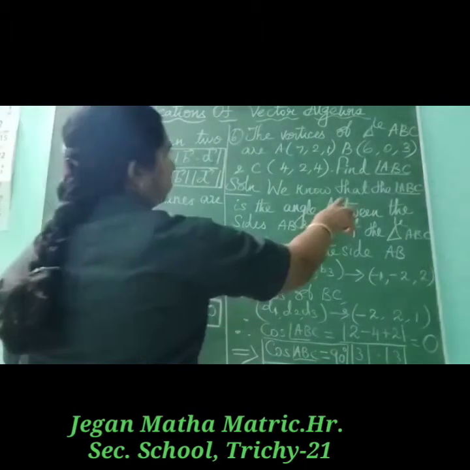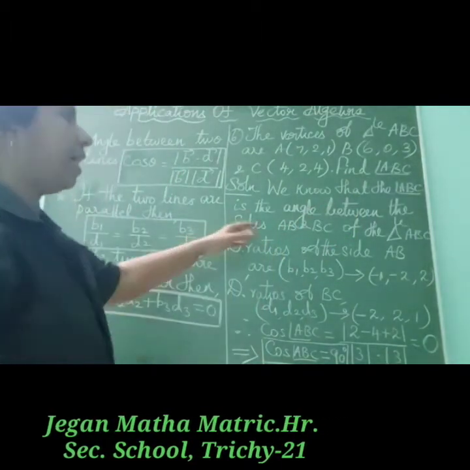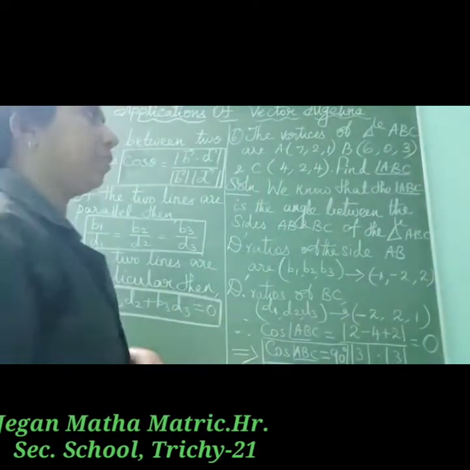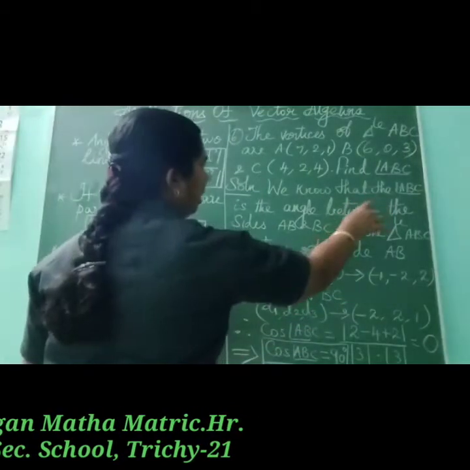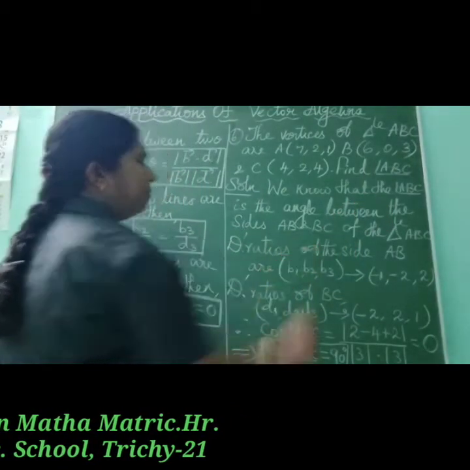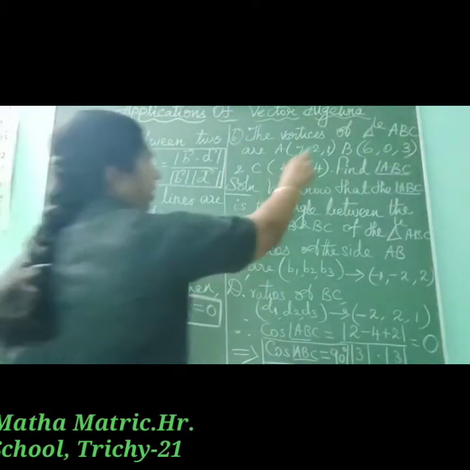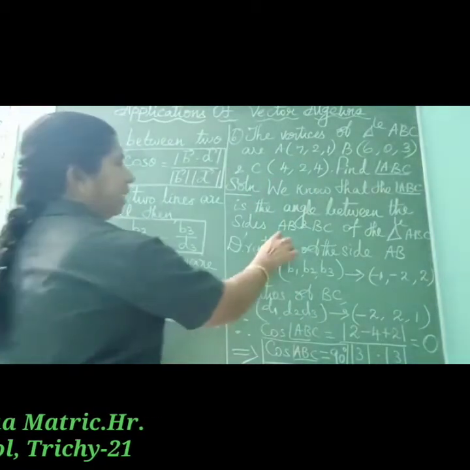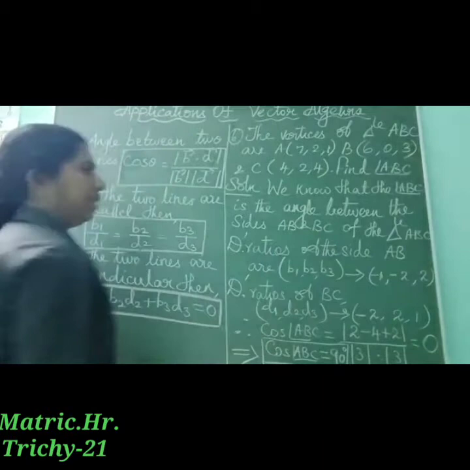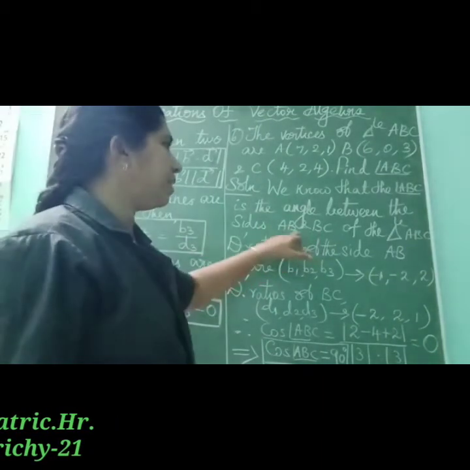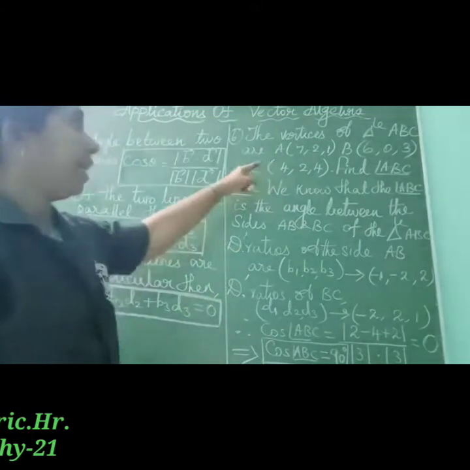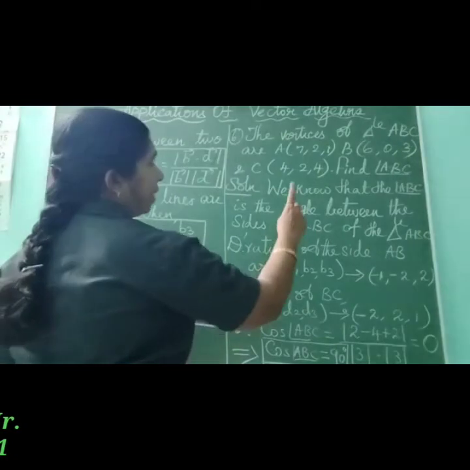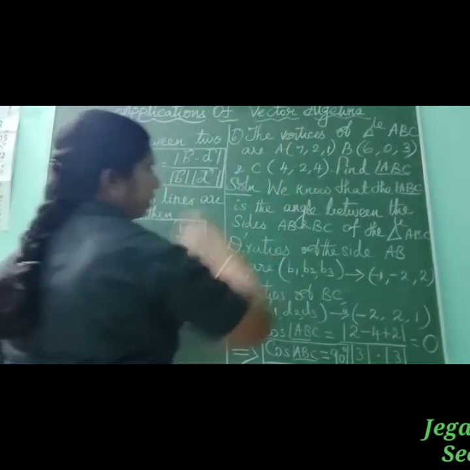So we know that the angle ABC is the angle between the sides AB and BC of the triangle ABC. What is the meaning of that? That is, the angle B is formed by the lines AB and BC. Only the three vertices are given. With the help of the three vertices, we can find the direction ratios of the sides AB and BC. For the direction ratios of the side AB, we take the first 2 points. Direction ratios we can find by subtracting the first point from the second one.